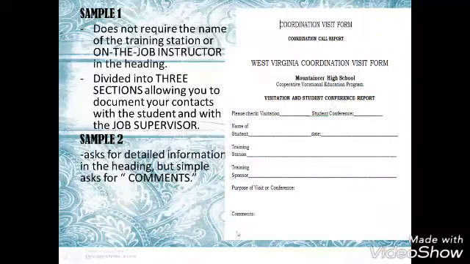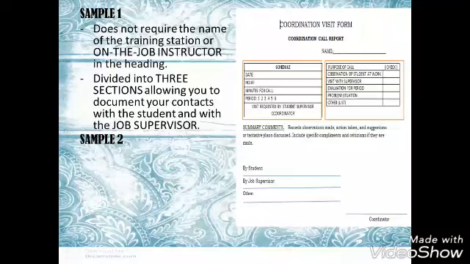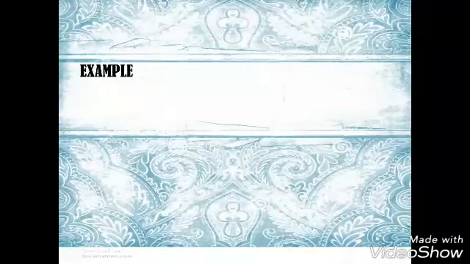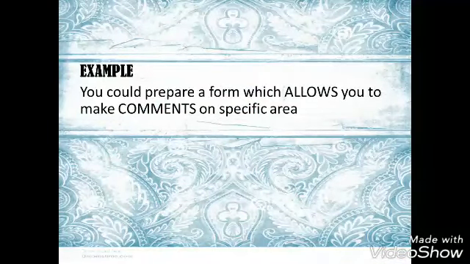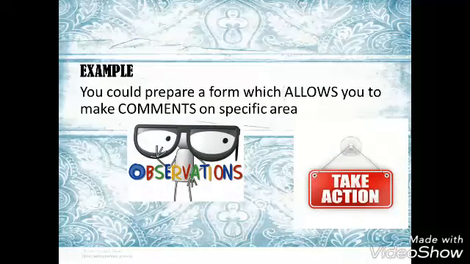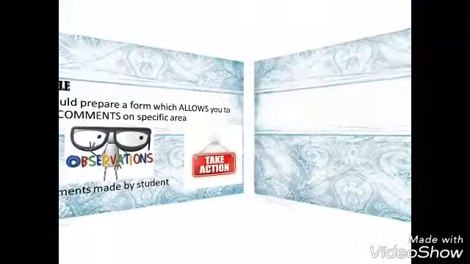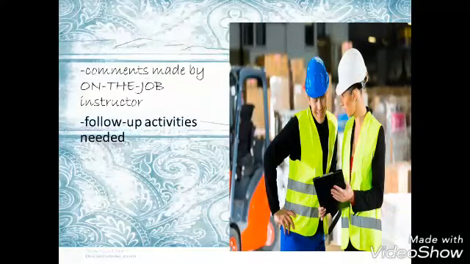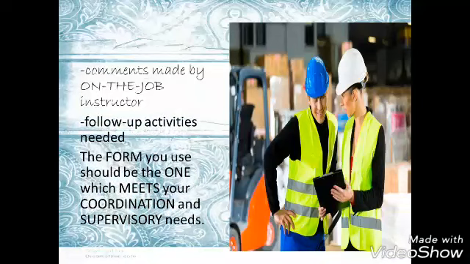You could use either of these forms or a form recommended by your state or district, or you could develop your own. For example, you could prepare a form which allows you to make comments on specific areas such as observations, actions taken, comments made by student, comments made by on-the-job instructor, follow-up activities needed, and other. The form you use should be the one which best meets your coordination and supervisory needs.